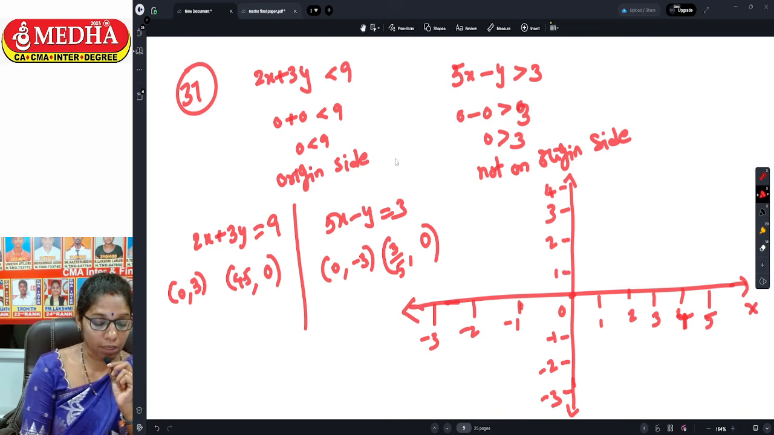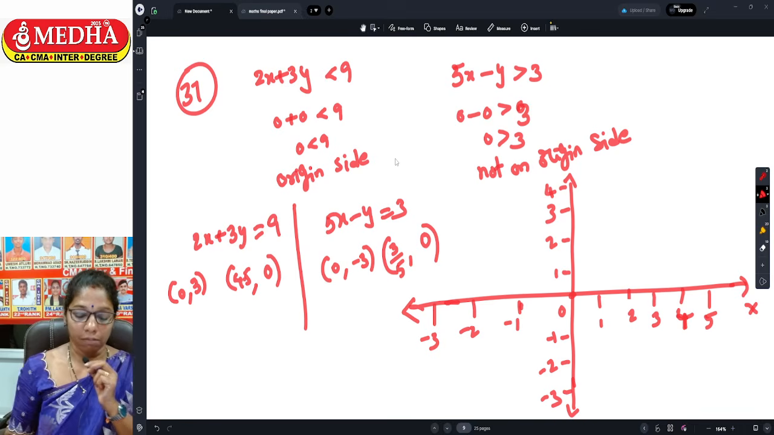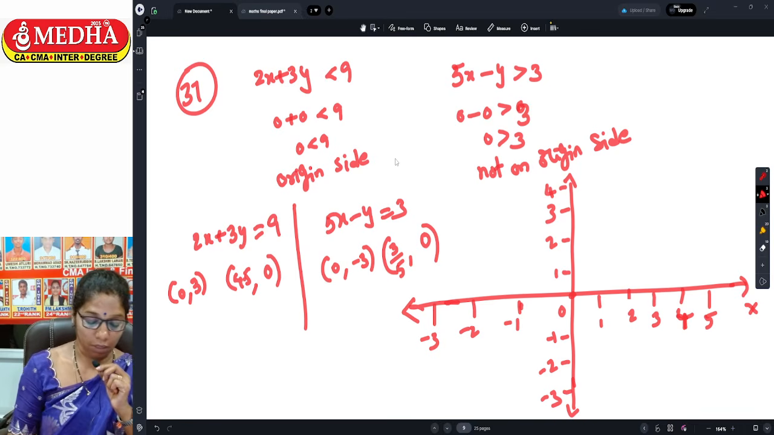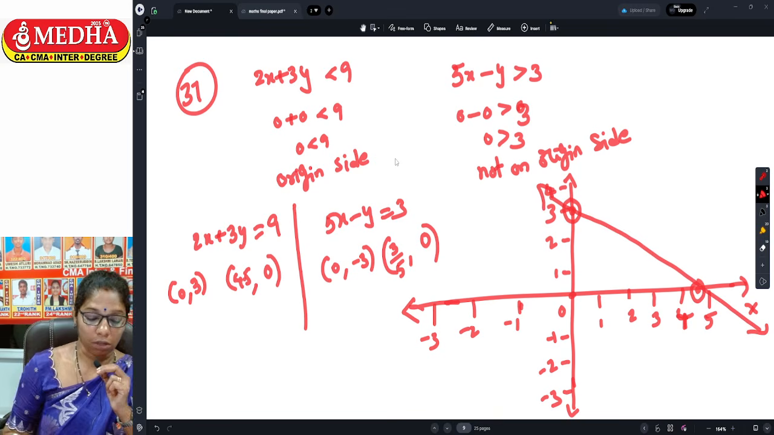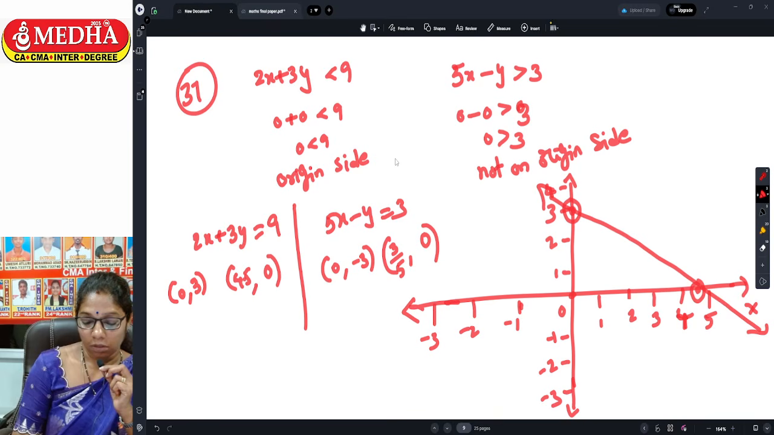So by substituting x is equal to 0, y value is 3, and y is 0, x is 4.5, and x is 0, y is minus 3, and y is 0, x is 3 by 5. By marking these 2 points, x 0, y 3 and 4.5 comma 0. So by drawing this, the region we have to shade is on the origin side. So this side we have to shade.